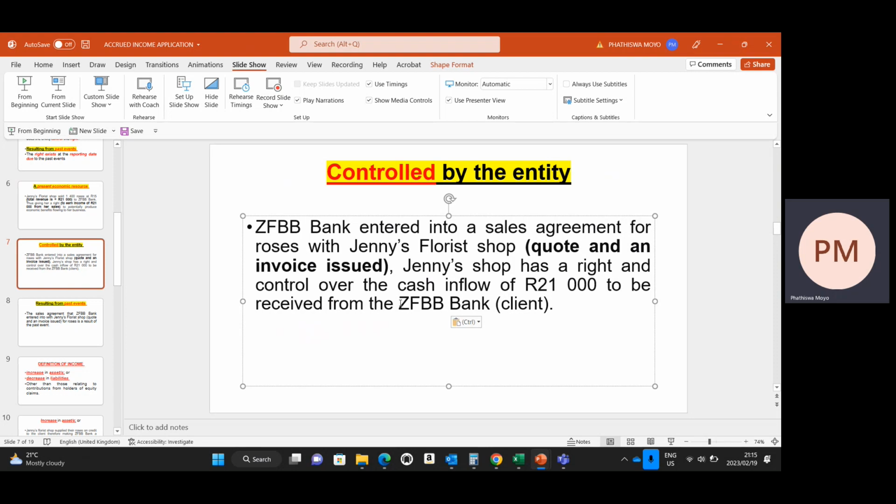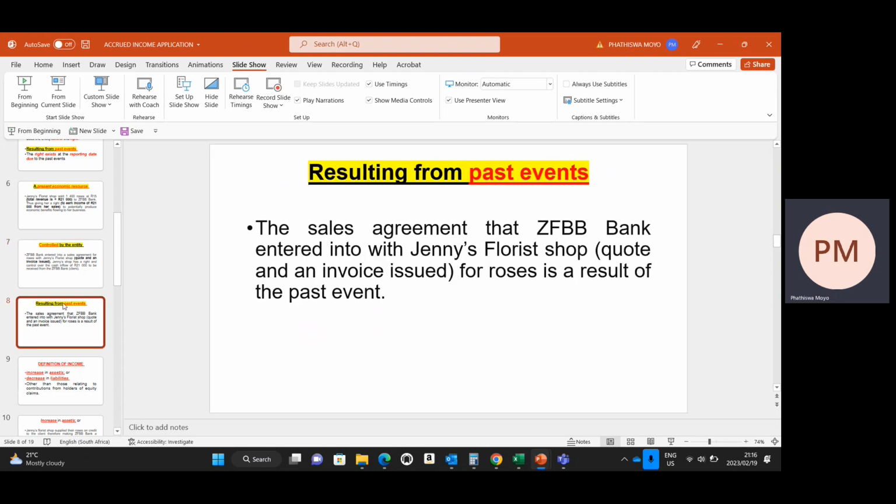And also the inventory of 1,400 roses is controlled and owned by Jenny's florist shop, and they've released that right over to the bank in exchange of potential economic benefits, guys. So remember that. And then we're moving on to the last one, which says resulting from past events. The sales agreement that ZFBB Bank entered into with Jenny's florist shop, the quote, and then the invoice issued for those roses is a result of the past event.